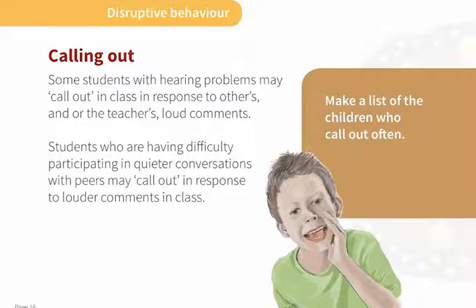So in the research that I've undertaken, in some of the videos, it was clear where a student was having difficulties participating in the small group conversation with his peers would suddenly turn around and shout out towards some loud comment made by the teacher, and butt into other people's business and the teacher's business in a way that was unappreciated by them. So also make a list of the children who often call out in class in this way.